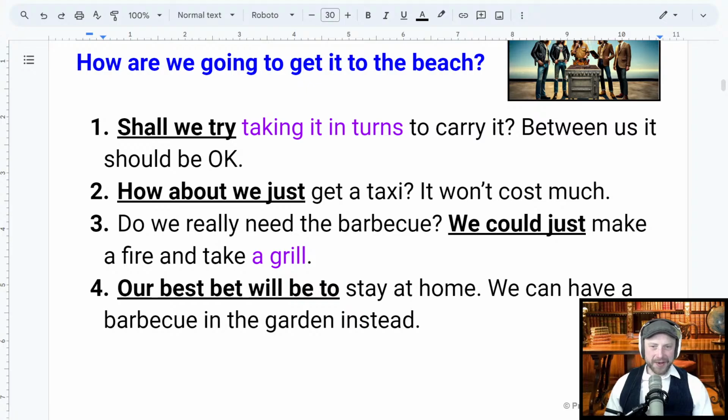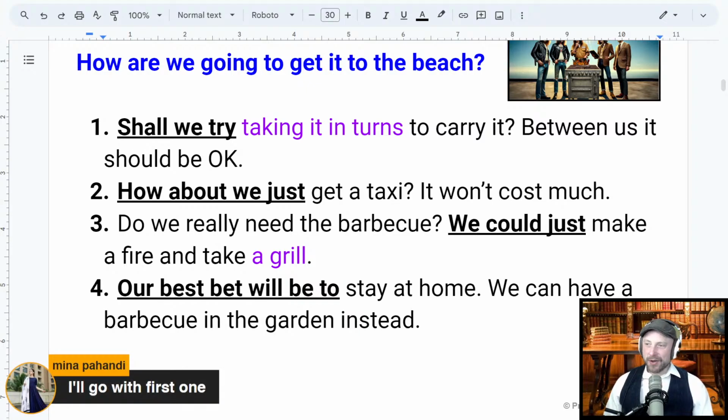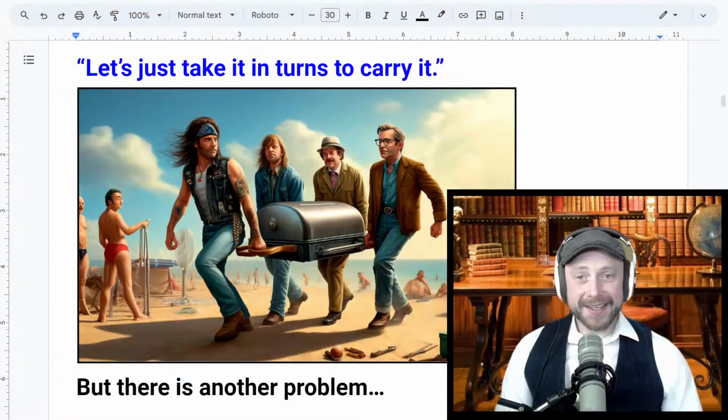Mina says, I'll go with the first one. So that is actually what we did. That's really what we did. We decided that we would take it in turns to carry it. And that's what we did. We took it in turns to carry it. And it looked something like this.